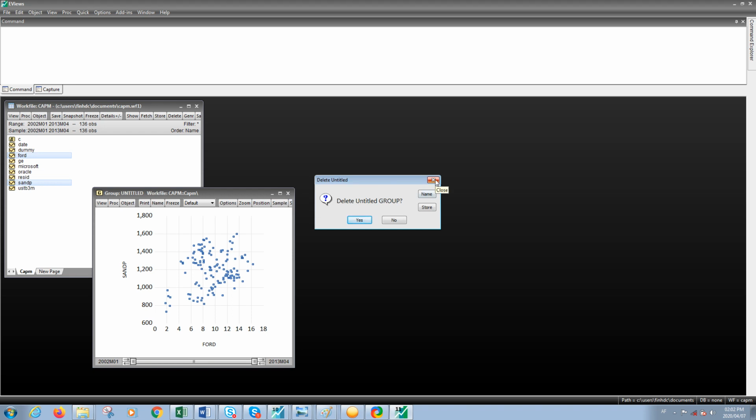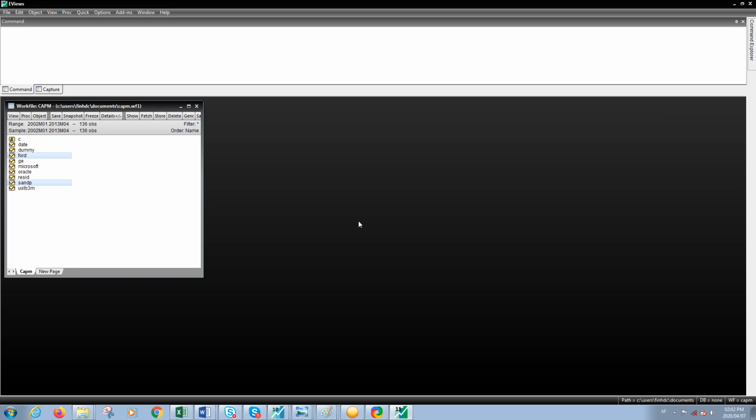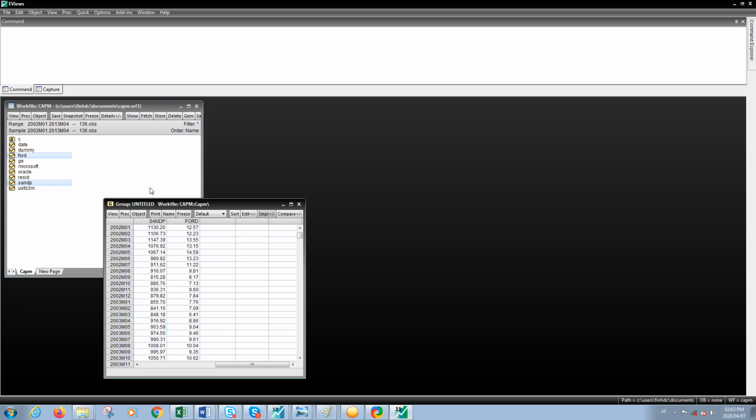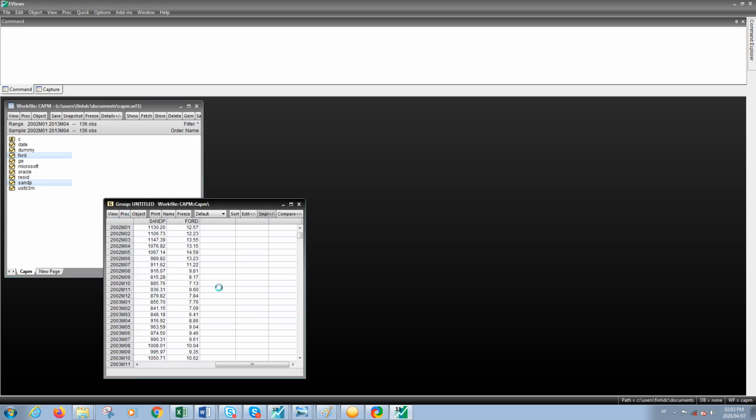Sorry, I actually got it wrong. You first need to click on your independent variable, and then on Ford, to get the S&P on the x-axis. So the one that you click on first, sorry for my mistake, will come on your x-axis, and the one that you click second will come on your y-axis. Open as a group again, so we just swap it around.